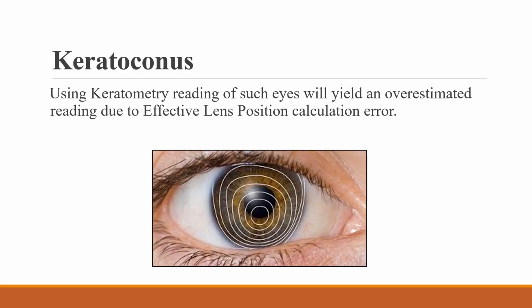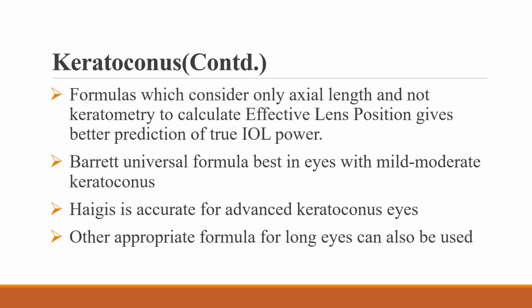Keratoconus. Using keratometry reading of such eyes will yield an overestimated reading due to effective lens position calculation error. Formulas which consider only axial length and not keratometry to calculate effective lens position give better prediction of true IOL power. Barrett Universal formula is best in eyes with mild to moderate keratoconus. Haigis is accurate for advanced keratoconus eyes. Other approved formulas for long eyes can also be used.